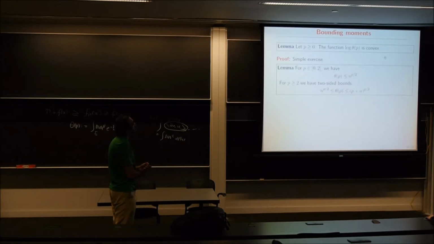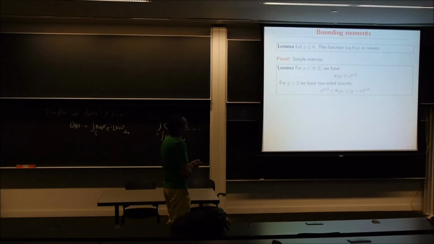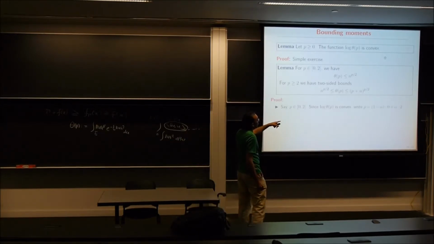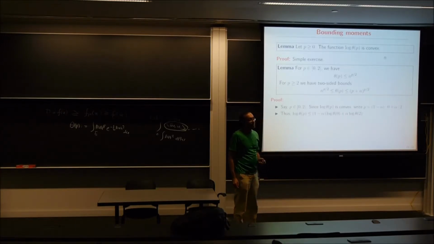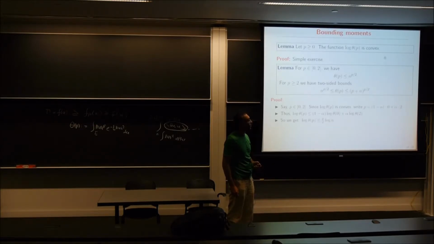Which leads to a nice proof that for p belonging to 0 to 2, theta p is upper bounded by that. For p bigger than 2, there is more complicated bounding, so I'm not going to talk about those. So how does the first bound follow? Well, since log of theta p is convex, just write p in that interval as a convex combination of the endpoints and apply log convexity. And you already know the values of theta at the endpoints. Hence, by nicely using log convexity, you have a cute little bound for theta p.